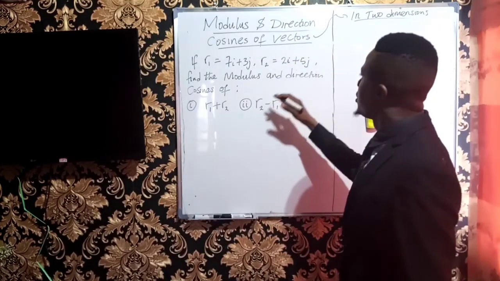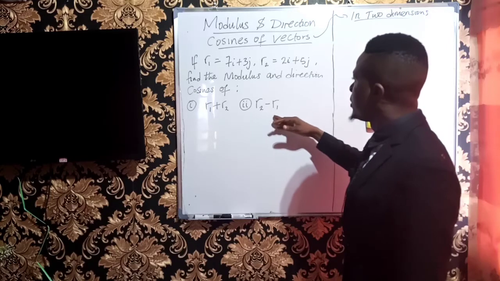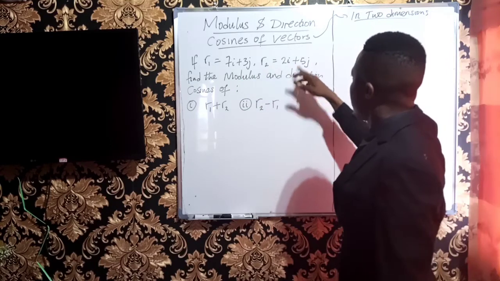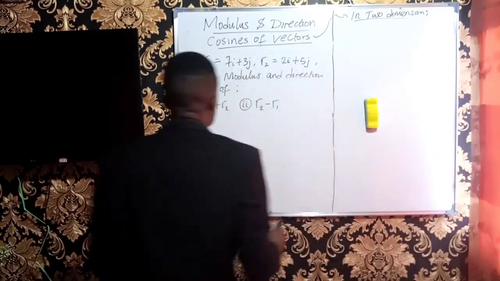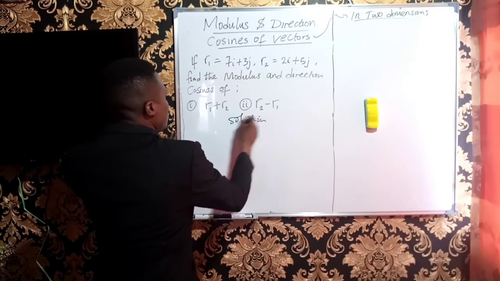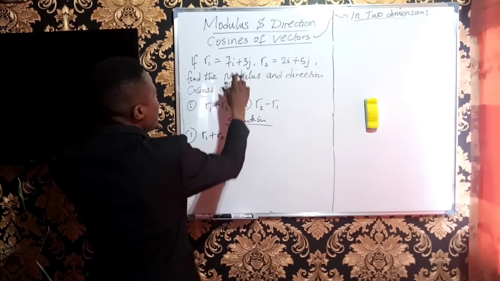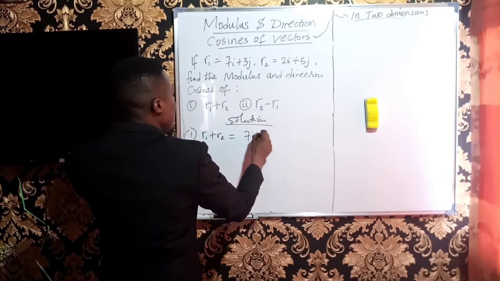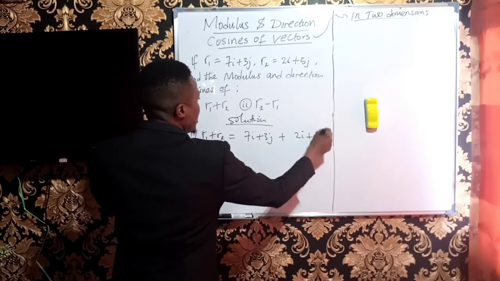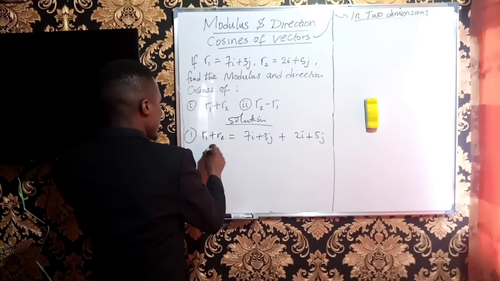We are asked to find the modulus and direction cosines of r1 plus r2 and r2 minus r1, given that r1 is 7i plus 3j and r2 is 2i plus 5j. All right, to do that, you have to note down the following. The first thing you do for number 1, where you have r1 plus r2, means adding r1 and r2. This is the same thing as 7i plus 3j plus 2i plus 5j. That's just it. So we need to add up. When I add up together, you have to collect like terms.